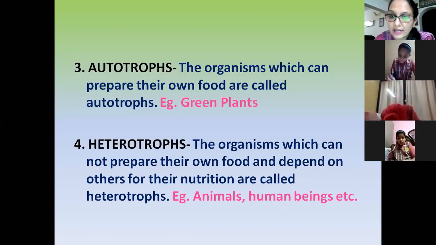Heterotrophs, the organisms which cannot prepare their own food and depend on others for their nutrition, are called heterotrophs. For example, animals, human beings, etc.